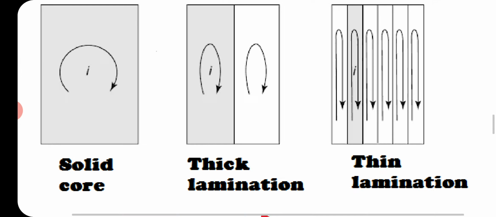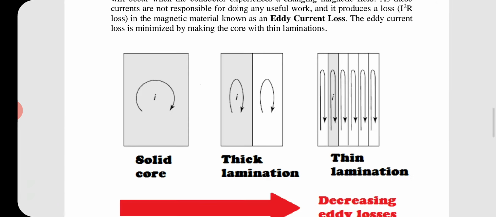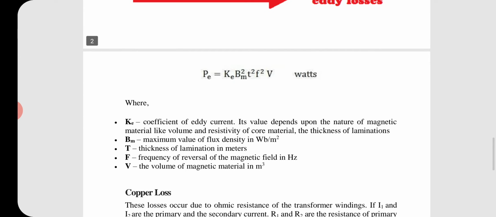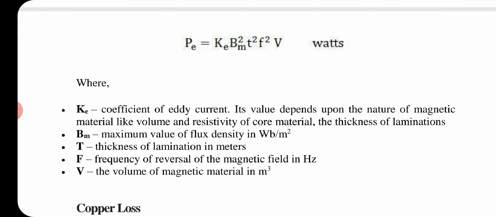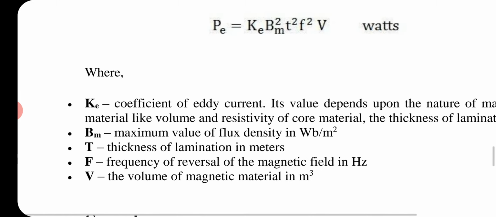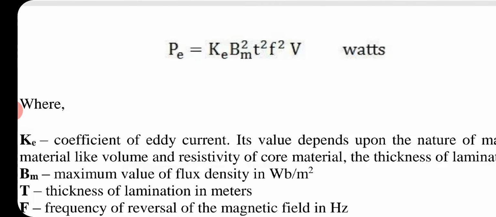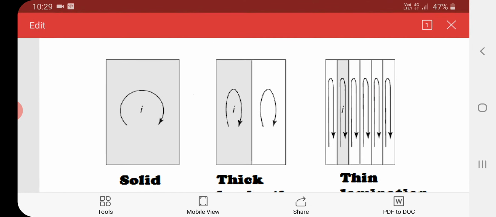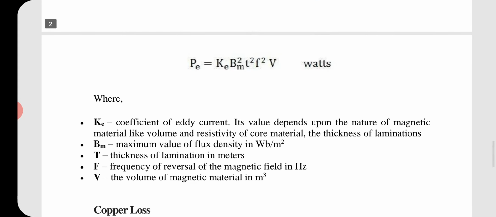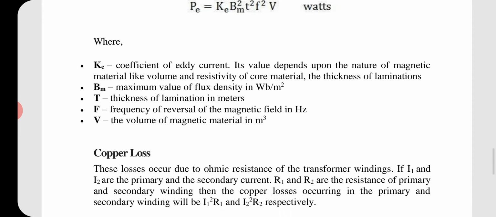When it is made up of thin laminated sheets, the eddy current loss is actually reduced. Here we can see that the eddy current loss can be minimized by reducing the frequency and t, where t is the thickness of the laminations in meters. So if we decrease the thickness of the laminations, as we have done in the third diagram, this eddy current loss can be reduced.